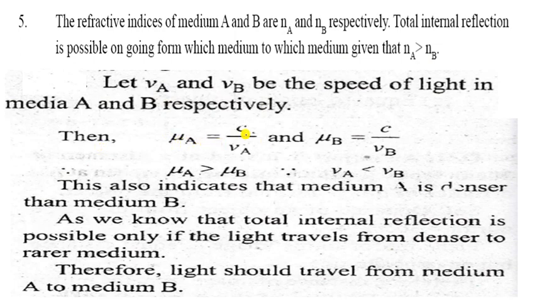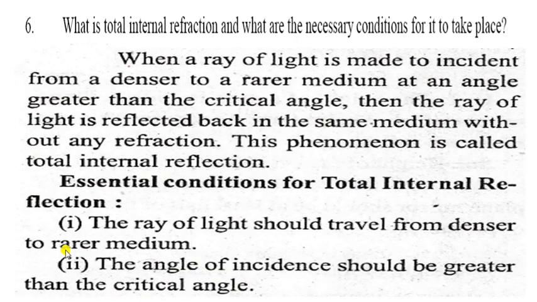For a given pair of media, the ratio of the sine of the angle of incidence and the sine of the angle of refraction is always a constant. That is, 1 mu 2 is equal to sine i upon sine r, where i and r are the angle of incidence and the angle of refraction. So you can write here. This is the first law. And what is the second law? You can write here the second law.